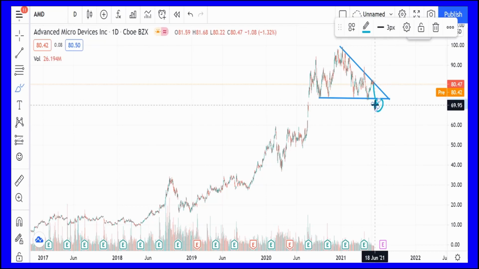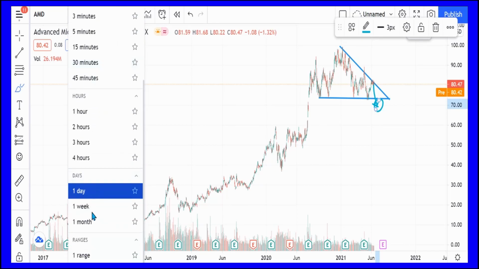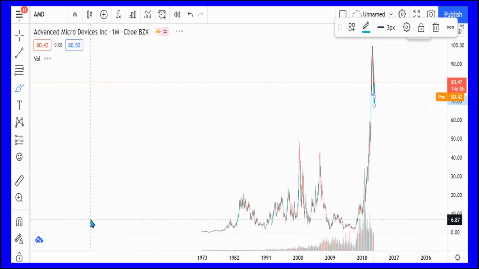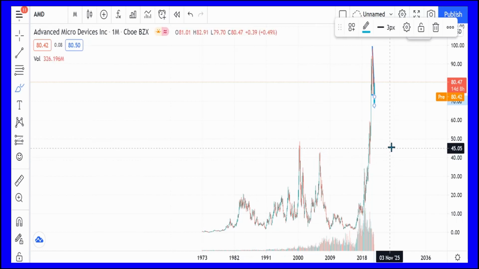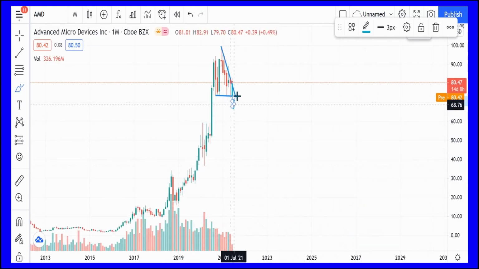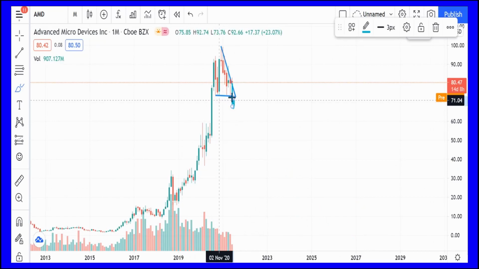But wait a minute, I'm going to show you another hidden trend in this chart that will surprise you. Now this is in a day time frame. Let me bring you to a monthly time frame. I'll try to enlarge it. Okay, this is the enlarged monthly chart.